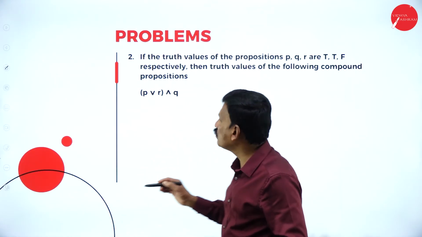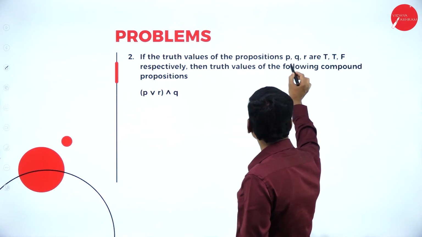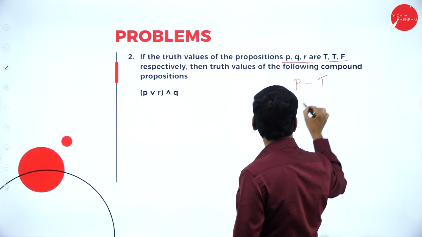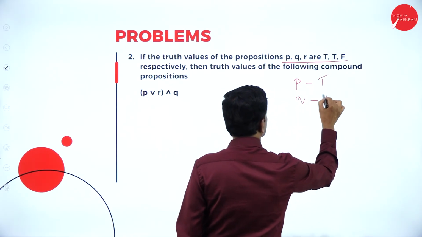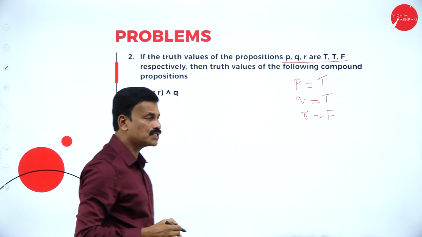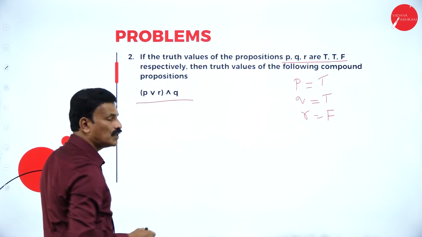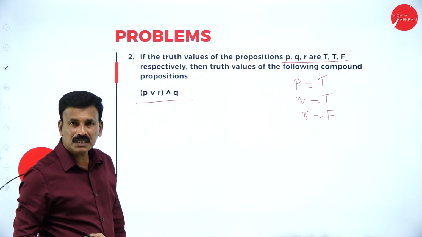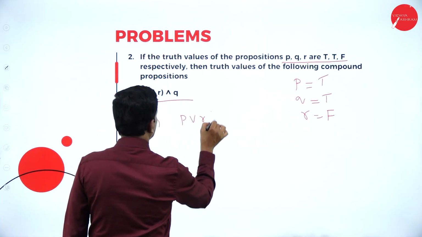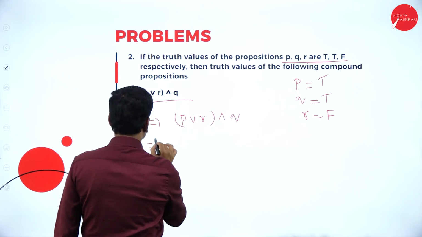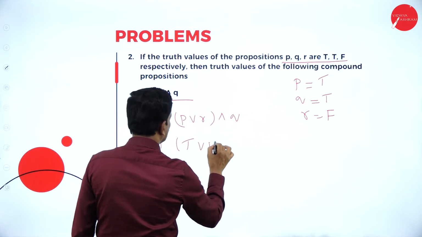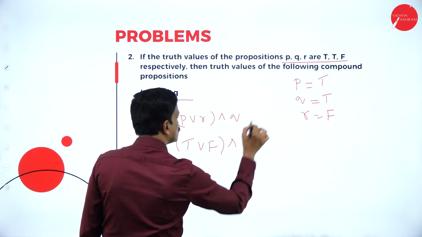Now move on to the second problem. If the truth values of the propositions P, Q, R are T, T and F, so the truth value for P is true and the truth value for Q is also true, and for R it is F. These are the truth values. Now what is to find? The truth value for P disjunction R conjunction Q. Write down the values. What is P? P is nothing but true, disjunction, R is nothing but false, conjunction Q is nothing but true.